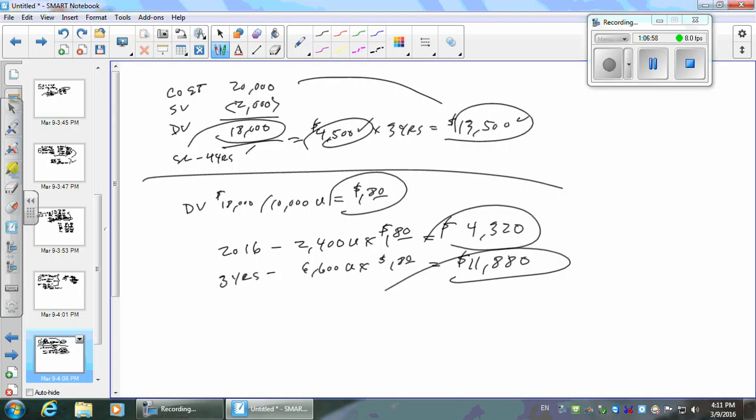Okay? Or what you could do is just do the other 2 years. 15 and 14 is 4,400 times $1.80, and that's the difference between those two, right? And then add it to the 4320. Everybody stay with me on this? Not a big deal. Is the 11,880 right? This is the total units they've used. Okay.